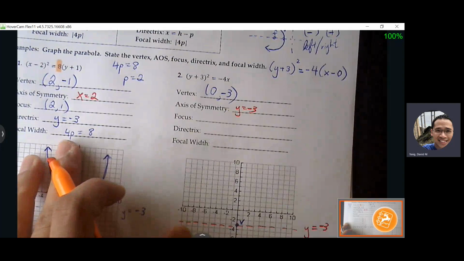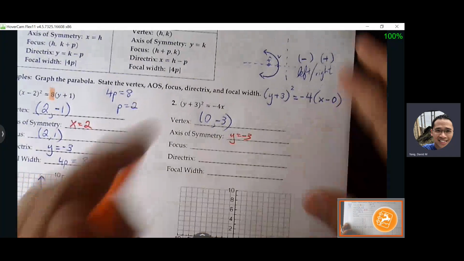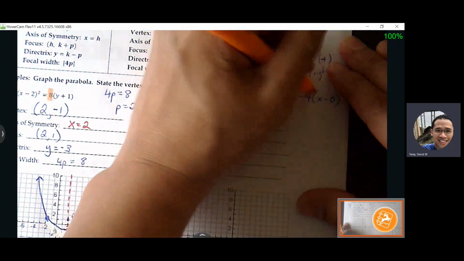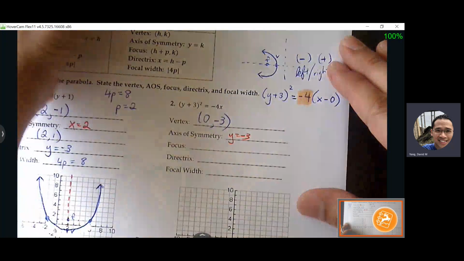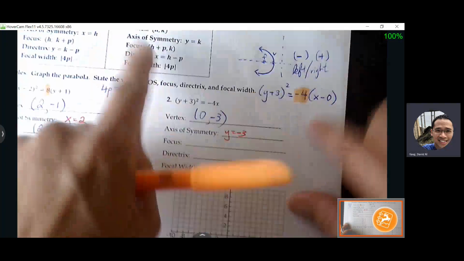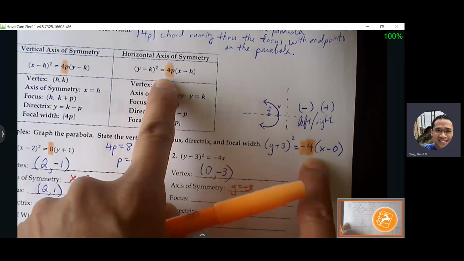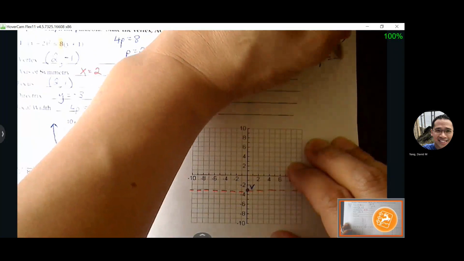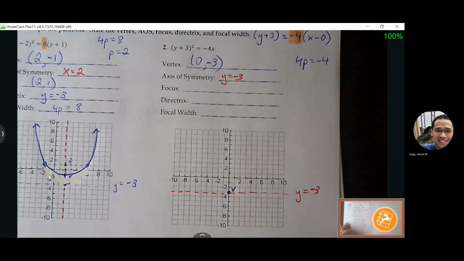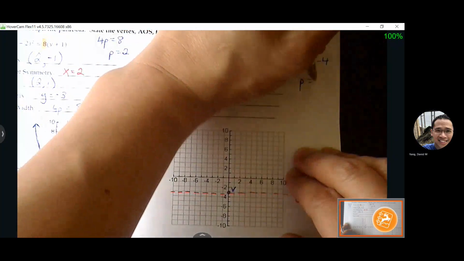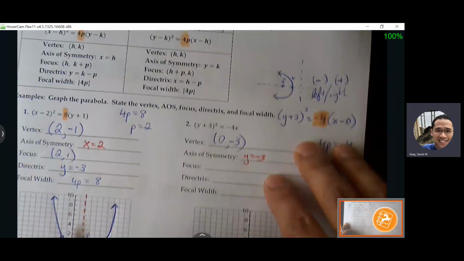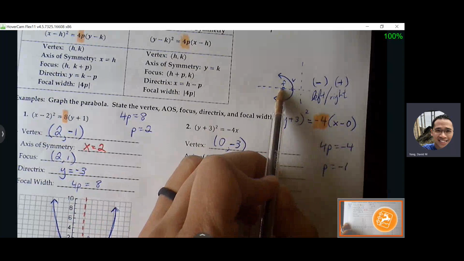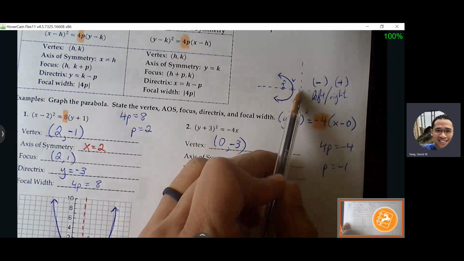Now to find your focus, we have to find the p-value. That's our next goal. What you're going to do is always set what's outside the parentheses equal to 4p, setting 4p equal to that value and then solving for p. Okay. Divide both sides by 4, p equals -1. So I know I'm going to go one unit away from my vertex to get to my focus, and I'll move one unit away from my vertex to get to my directrix.